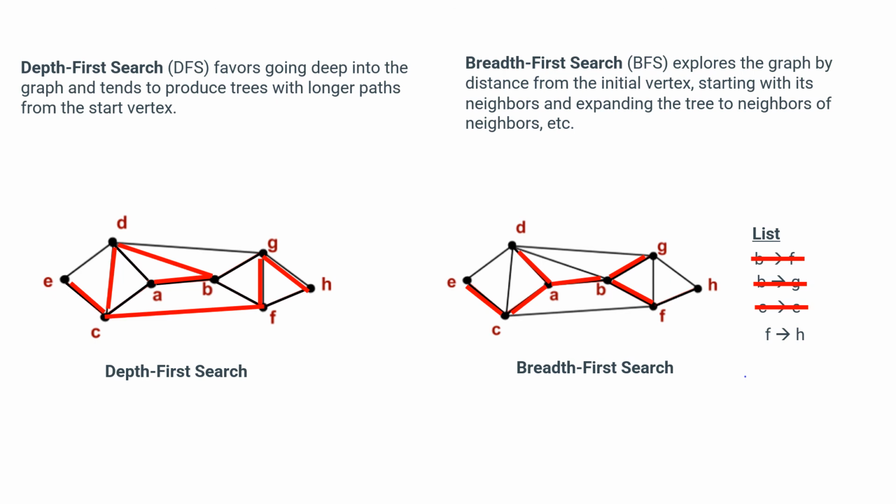Then I'll go back to my last entry on my list, and that's F goes to H, because F has a neighbor of H. So I'll mark that off, and I'll mark that edge as red. Now I have visited all of the vertices, and it is a tree. I don't have any cycles, so I've come up with a spanning tree for that one using breadth first.